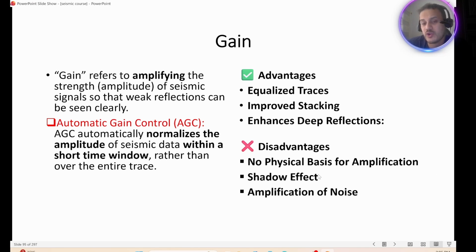And we have a shadow effect, because we have high frequencies and low frequencies. When you apply the corrections, these low frequencies will be hidden because of the effect of the gain on the high frequency. Amplification of noise: that means when you apply the gain, you will add more noise to your data.